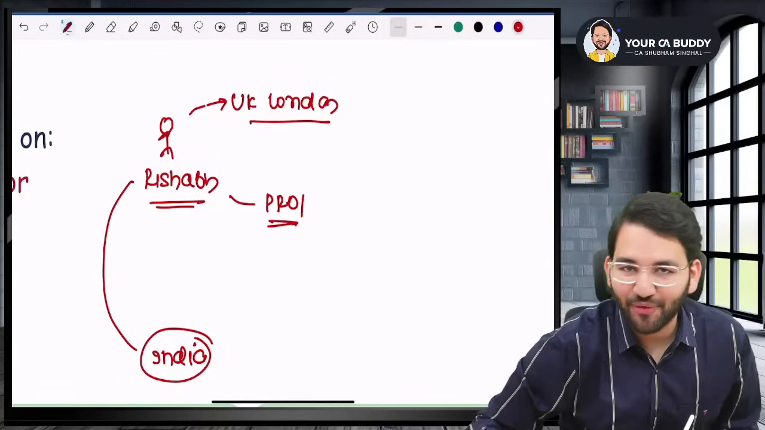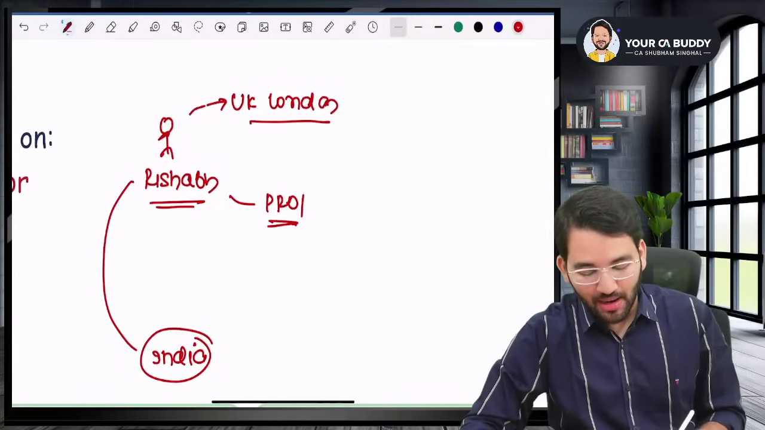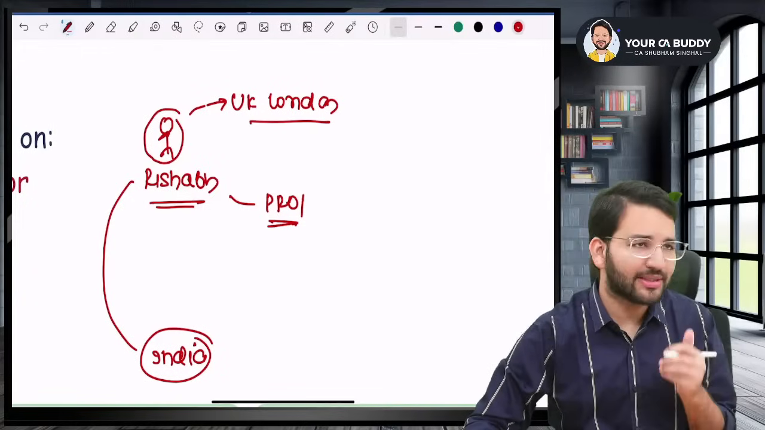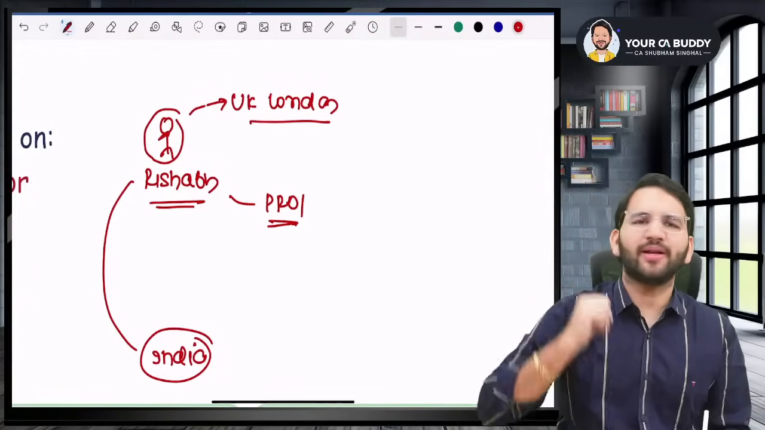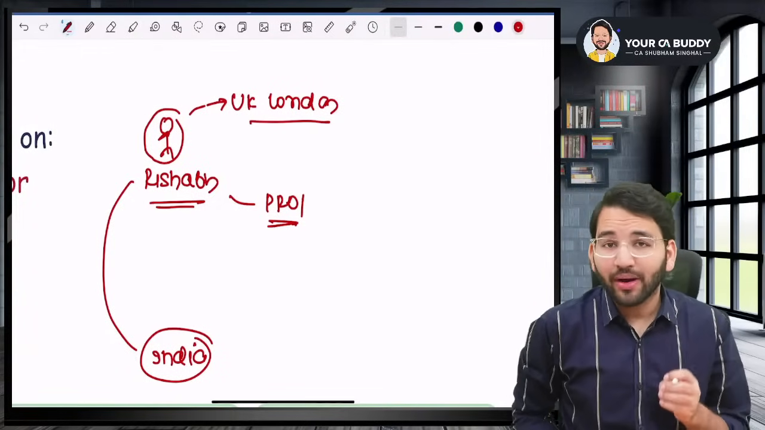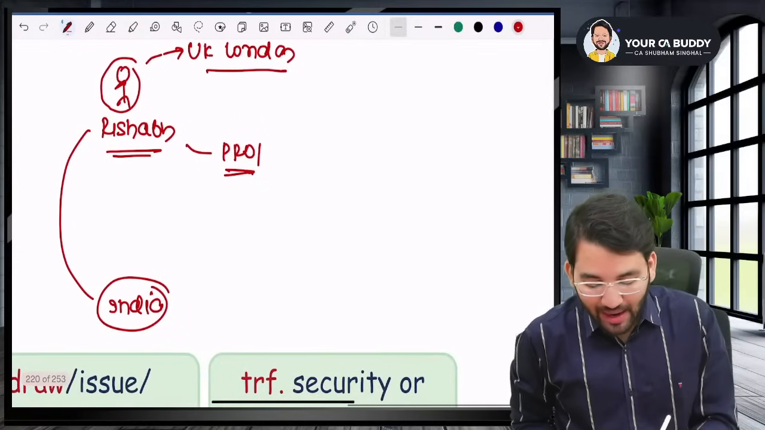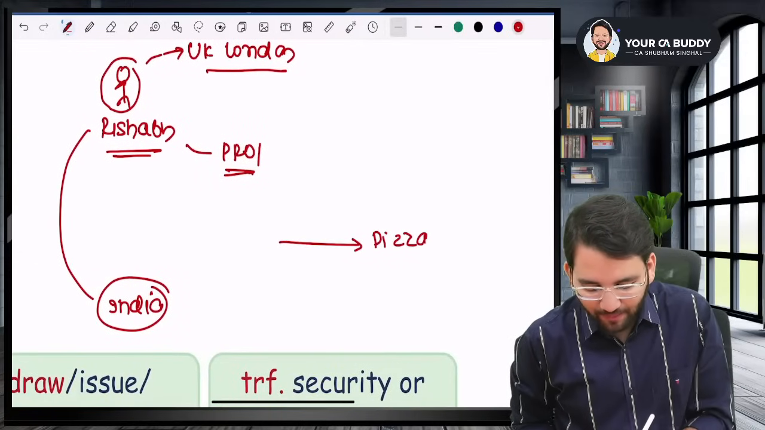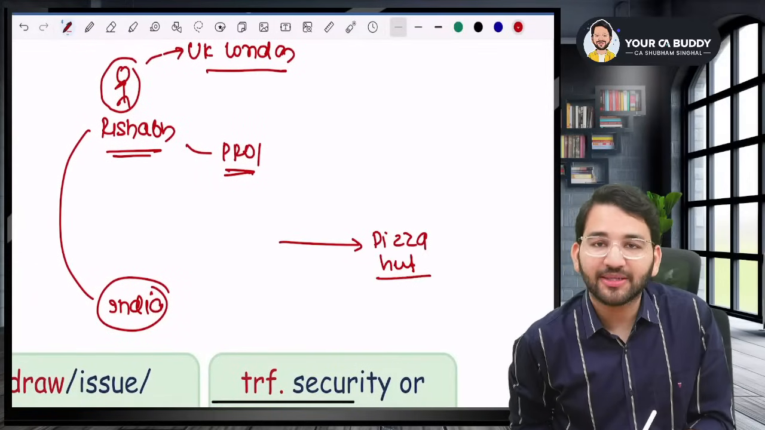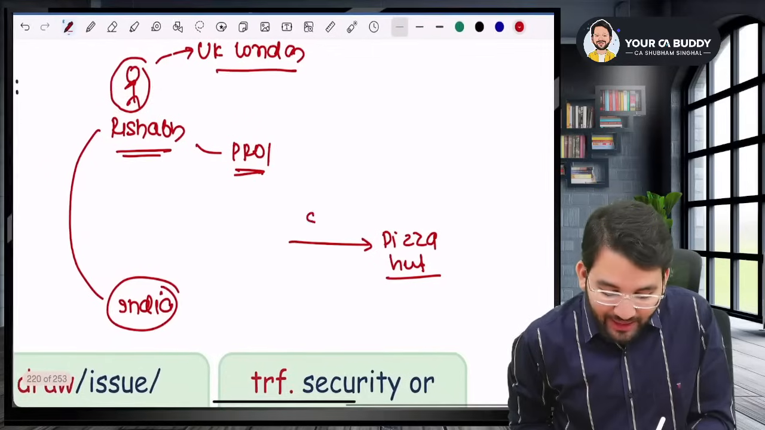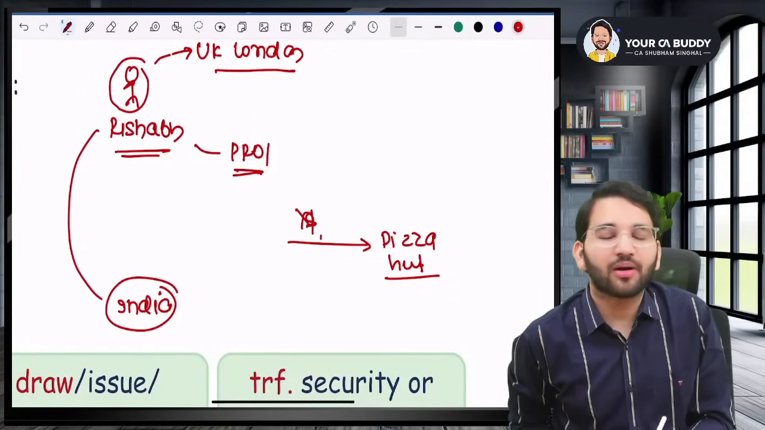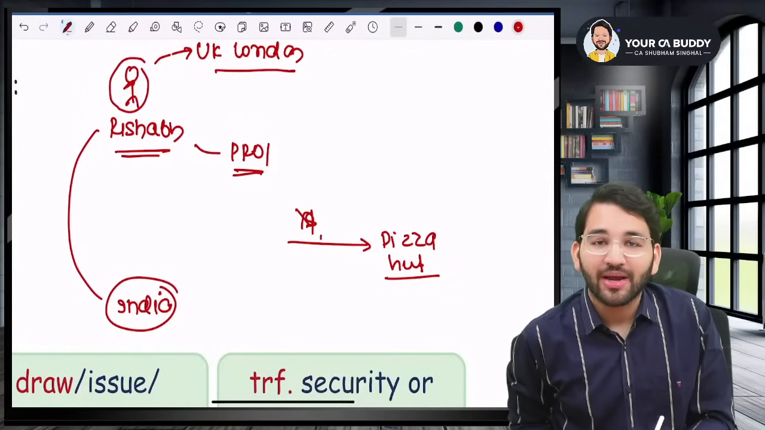Now, listen to me very carefully, please, guys. For example, Rishabh came to India to meet his parents. In India, he went to Pizza Hut to have a pizza. Then after eating the pizza, he decided to pay in dollars. Can he pay in dollars? No, sir. He cannot pay in dollars.